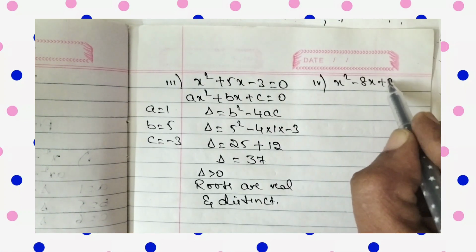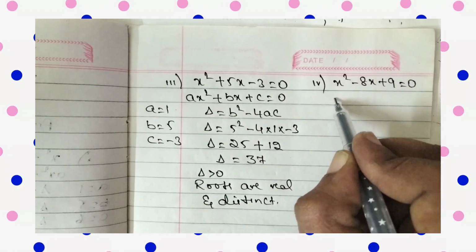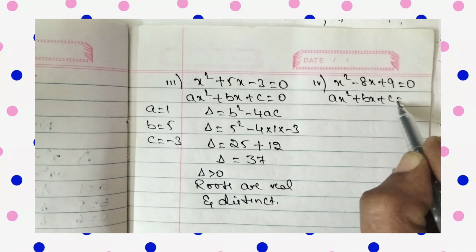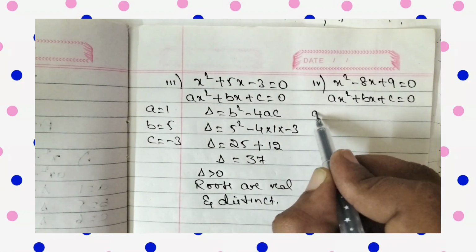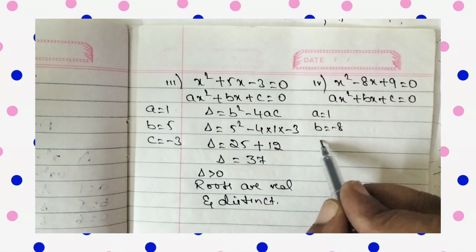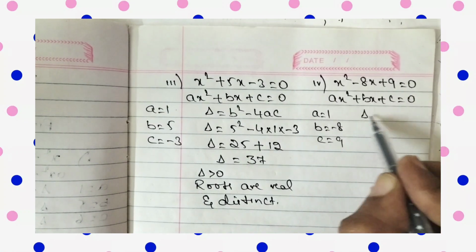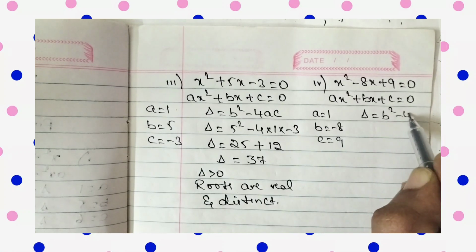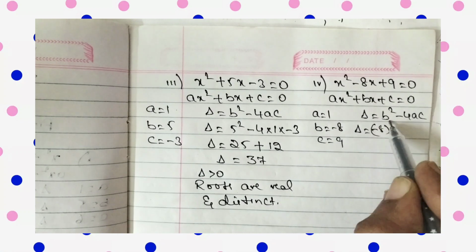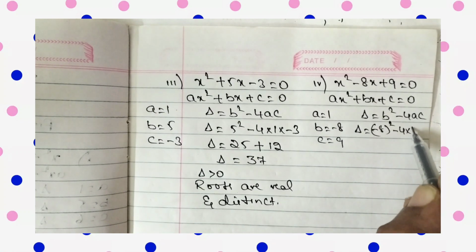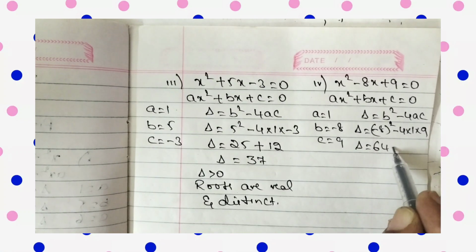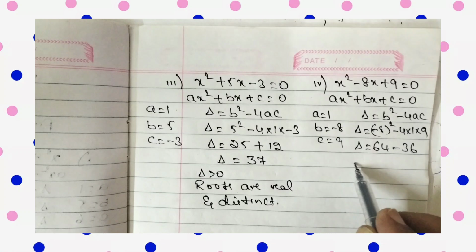x square minus 8x plus 9 is equal to 0. Compared to the standard form, ax square plus bx plus c is equal to 0, a is equal to 1, b is equal to minus 8 and c is equal to 9. So the discriminant, delta, is equal to b square minus 4ac. So delta is equal to minus 8 whole square minus 4 into a which is 1 and c which is 9. So delta is equal to 64 minus 4 nines are 36.